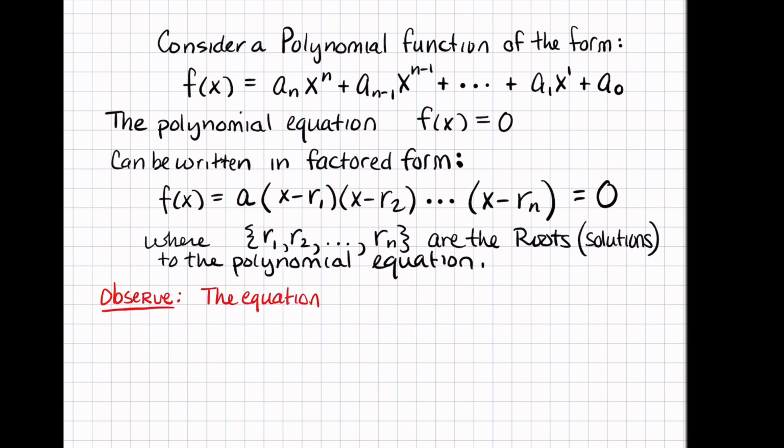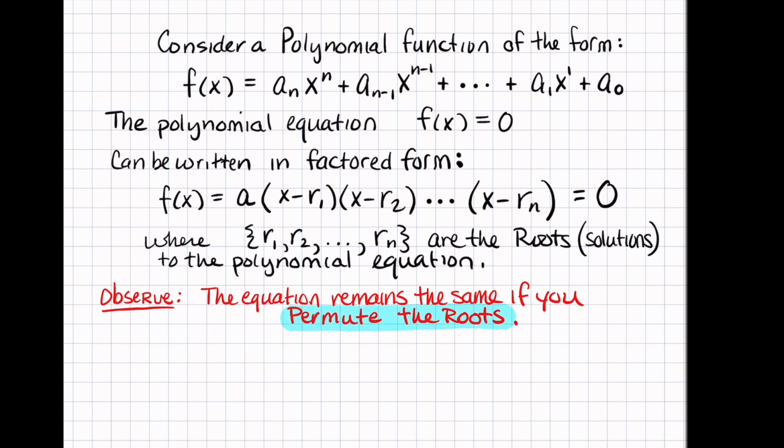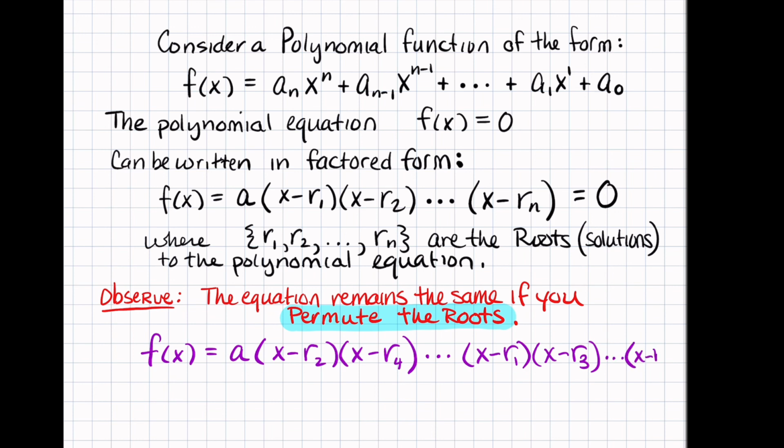Now, one key observation here is that the equation remains the same if you permute the roots. That is, if you exchange the order of the roots. So that would look something like this, where I'm just changing the order in which I'm writing the factors, i.e. the order of the roots. And because of the commutative property of multiplication, this does not change the value of the function.